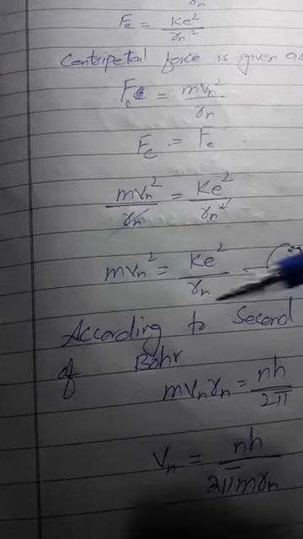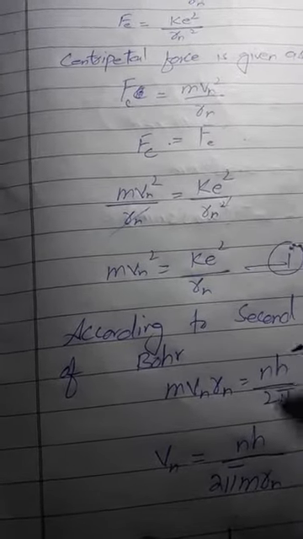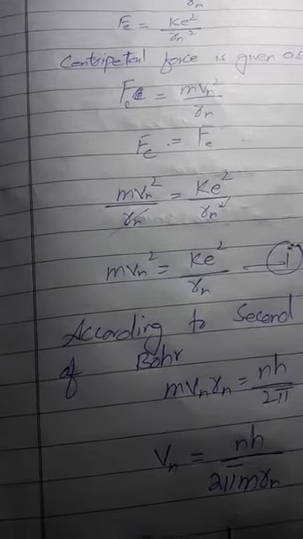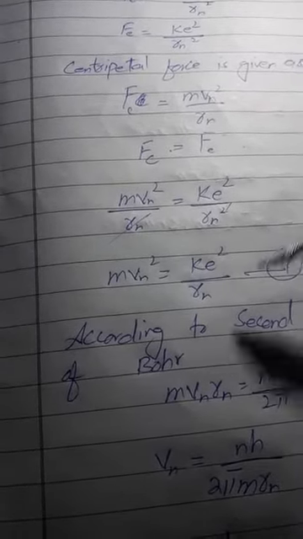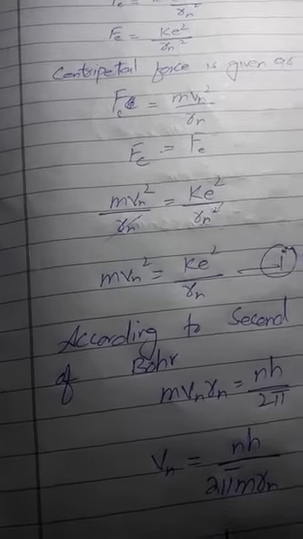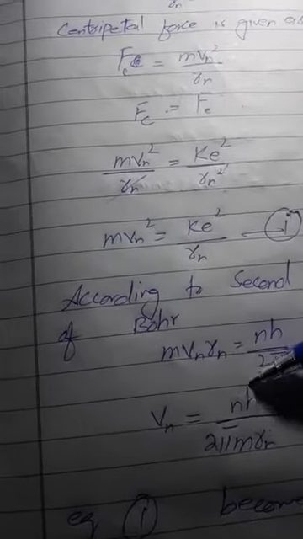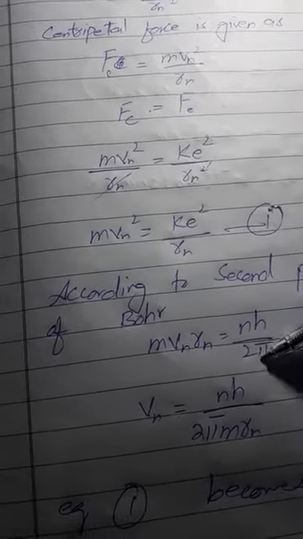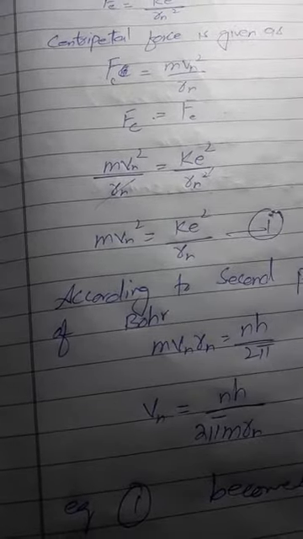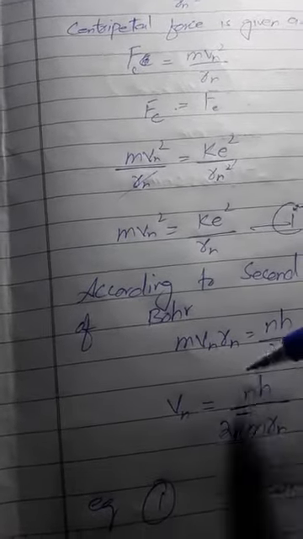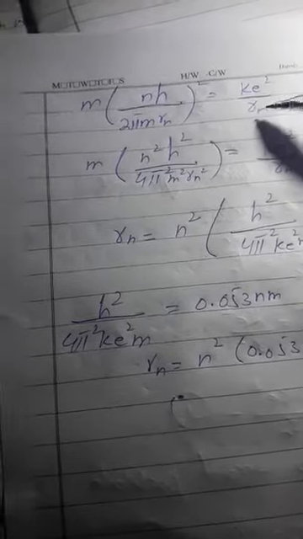Now, according to the second postulate of Bohr, m v r is equal to n h divided by 2 pi. Which means that, as per the second postulate, only those orbits are allowed for the electron for which the angular momentum is given as n h divided by 2 pi. So v n is equal to n h divided by 2 pi m r n, with m r n coming over here and dividing. So put this value of v n in this equation. Finally you will get this relation: m times n h divided by 2 pi m r n whole square is equal to k e square divided by r n.